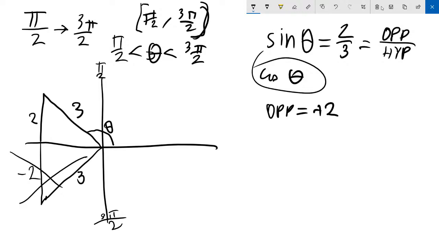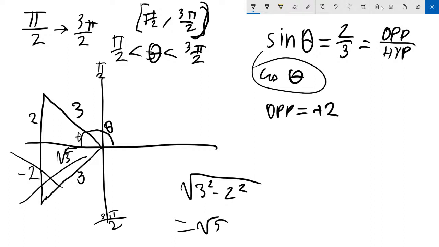And then if you wanted to find cosine, you need to find the adjacent. If this is the theta you're working with, you need to find this unknown side over here. We can solve for that using the Pythagorean theorem. That is 3 squared minus 2 squared, which is 9 minus 4, which is 5, so the side is the square root of 5. So the cosine of theta is the adjacent over the hypotenuse, which is the square root of 5 over 3. And that's how you do it.